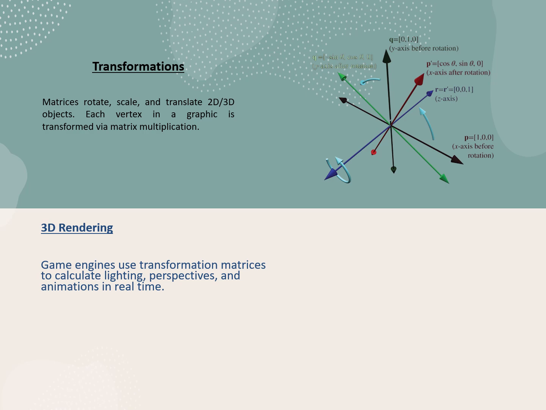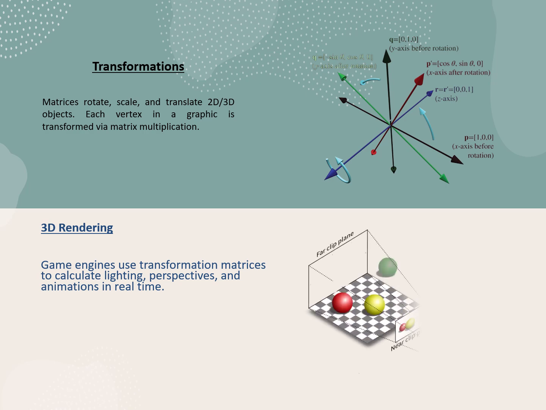Let's begin with transformations. In graphics, matrices are used to rotate, scale, and move objects in both 2D and 3D space. Every point in an object is transformed by multiplying with a matrix. In 3D rendering, especially in game engines, transformation matrices help simulate lighting, perspective, and animations. This makes scenes look realistic and dynamic.